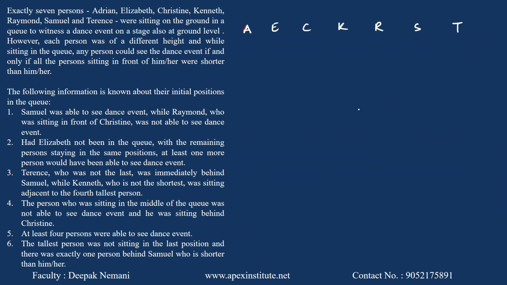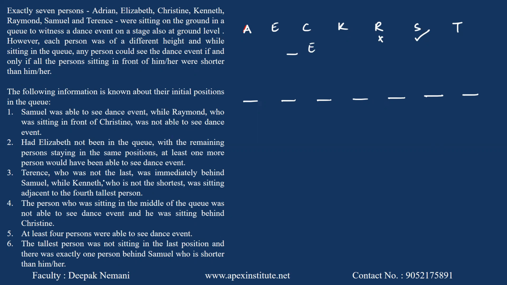So for 7 people, they are sitting on a ground in a queue to witness. So you have 7 persons, 1, 2, 3, 4, 5, 6, 7. Now Samuel was able to see the dance event. While Raymond, who was sitting in front of Christian, was not able to see the event. Now, had Elizabeth not been in the queue with the remaining person staying in the same positions, at least one more person would have been able to see dance event. So the indirect inference from this statement is Elizabeth, some person who is shorter than Elizabeth is sitting after Elizabeth. So then only the person won't be able to see her.